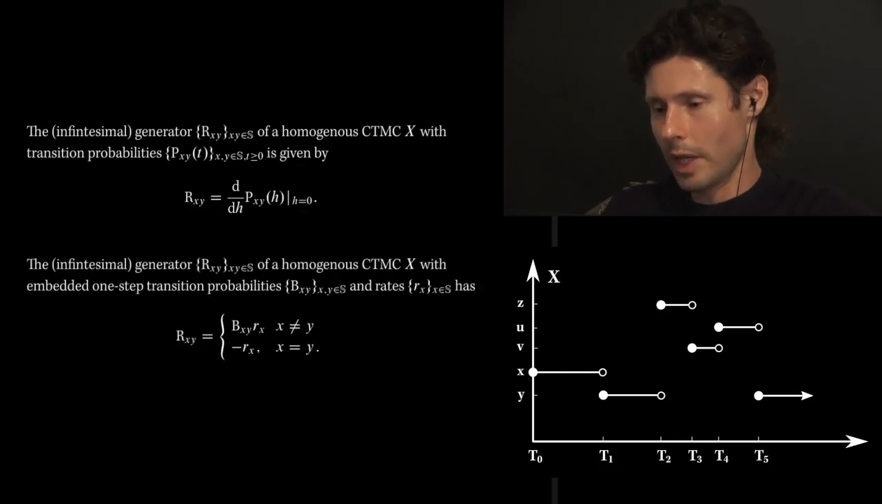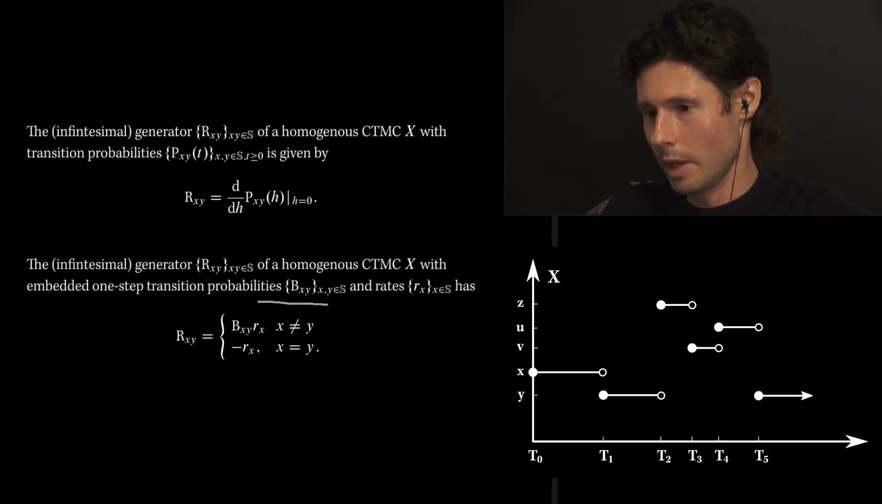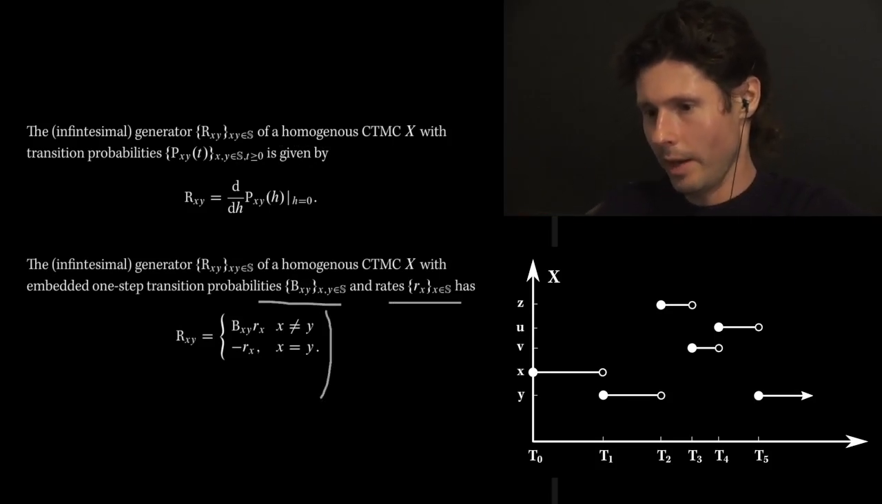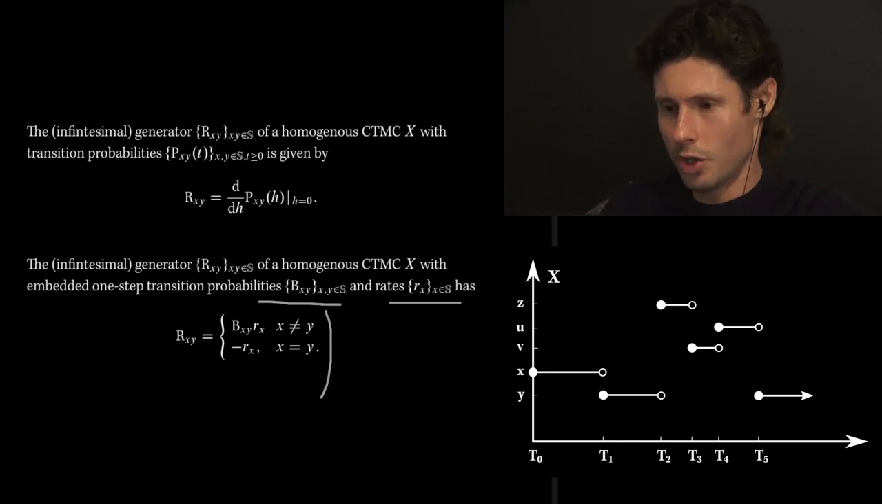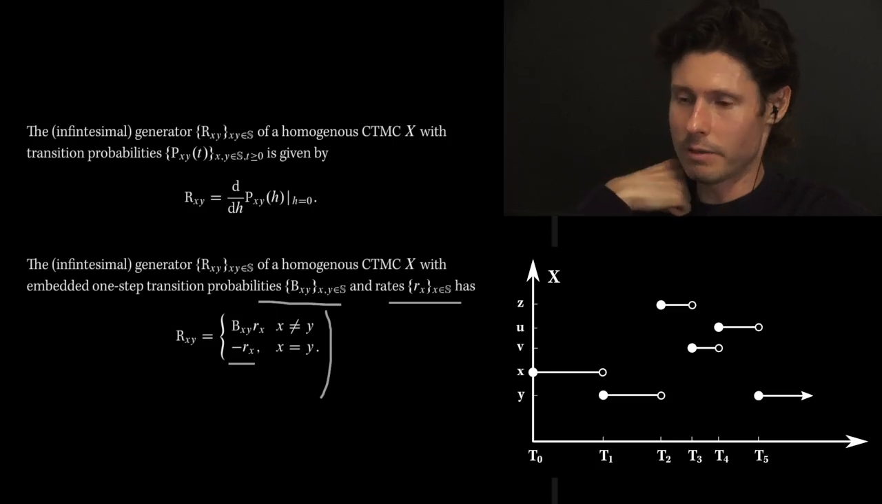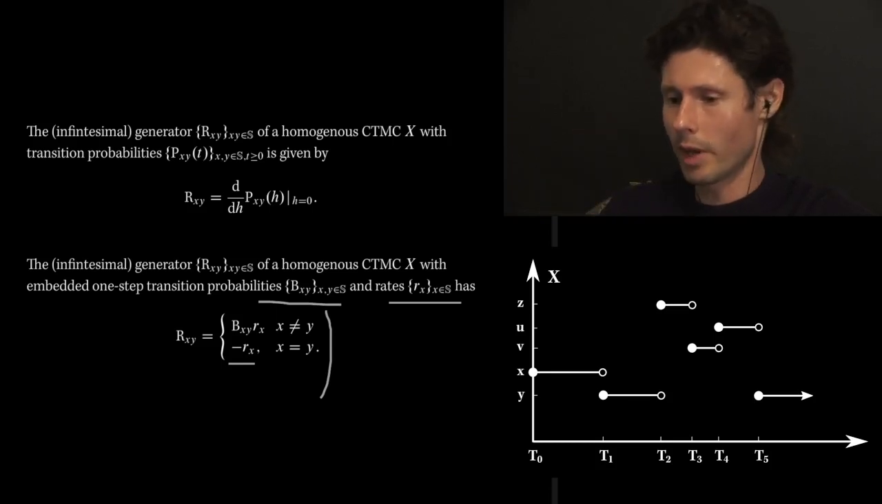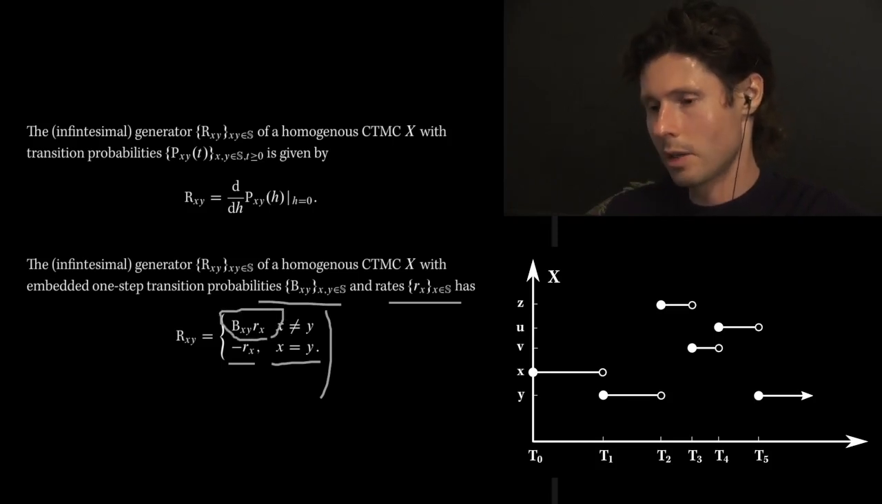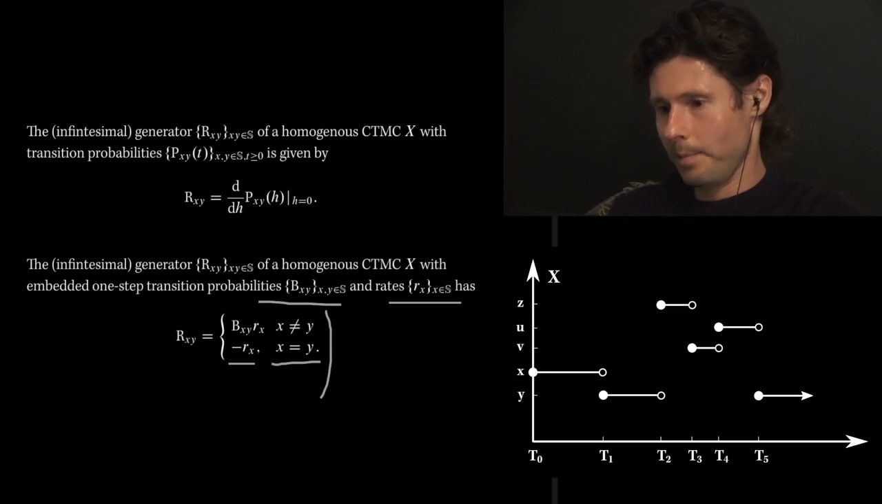That's one definition. Here is another definition in terms of the embedded chain, and it's a one-step transition probability and these rates that every single state has. This is a little bit simpler. So here, R_xy, the generator for the states x, y, is defined to be minus R_x, the negative of the rate of the particular state, whenever x and y are the same. And then it is defined to be this product here when the states are not the same. So, these are just definitions. We're going to try to unpack these in future clips, but for now, it's just something to keep in mind.